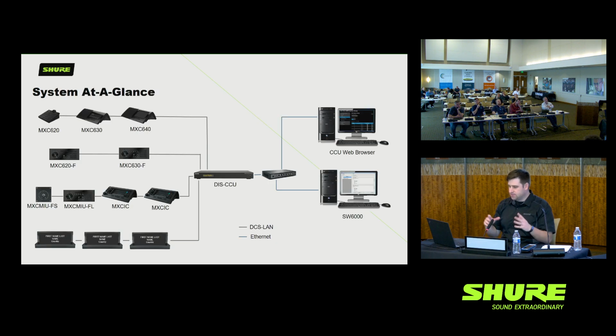So if we look at this system as an overview, we can see we have delegate units, flush mount units, interpreter units, modular units. The important thing to note that this slide kind of gets off is that you don't have to have a separate DCS LAN chain just for signs. We didn't run 2 cables up here, one for units and one for signs. Everything's just daisy chained right on through.